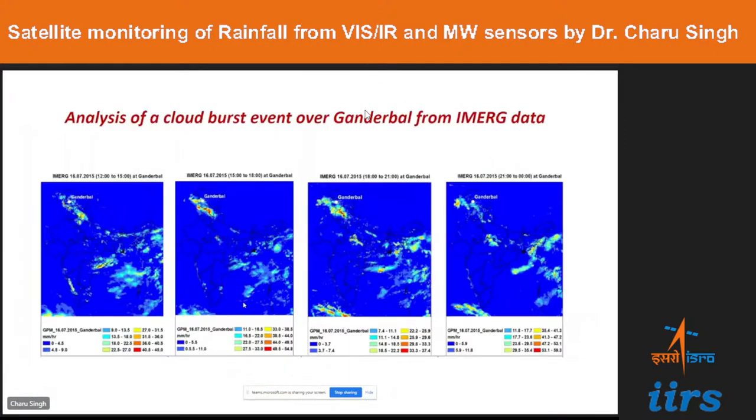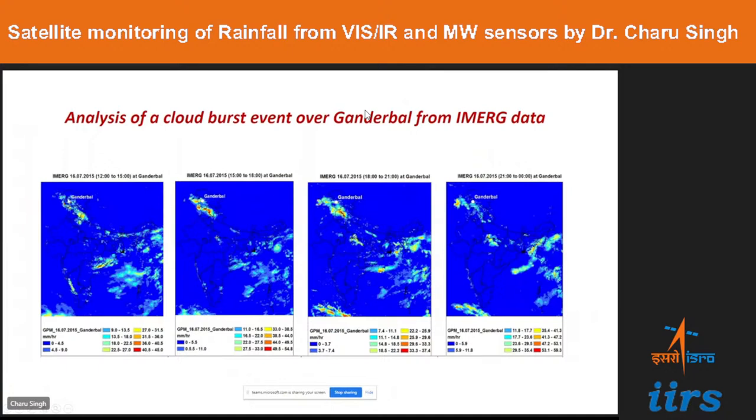Now, likewise, this IMR product, the IMERG data set from the GPM, can also be analyzed for the rainfall distribution prior and after the cloudburst event over various locations in the mountainous region. So here, one case has been shown for the Ganderbal region. The cloudburst event over this region was reported around 15 GMT to 18 GMT on 16 July of 2015.